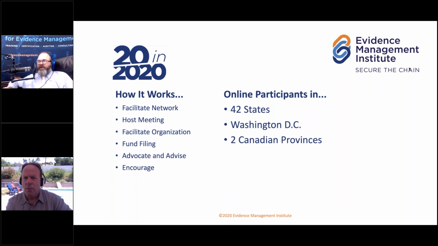And if you're in a state where there isn't an association currently, there's a link on the training class webinar below, and we'll facilitate a network, we'll host meetings, we will help facilitate getting organized, we will fund the filing, we'll advocate and encourage you on and advise you as long as you want us to. But the goal is to create 20 new state evidence associations that are independent and autonomous around the country. So if you're in a state that doesn't have one and that interests you, please check out that page and give us a shout, because we would love to help create some new organizations this year.